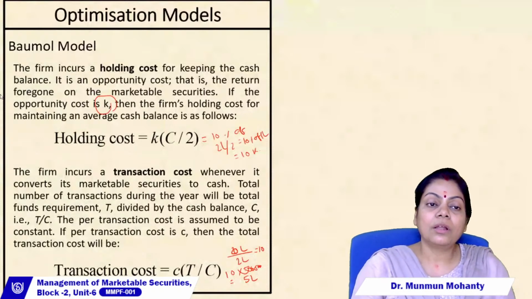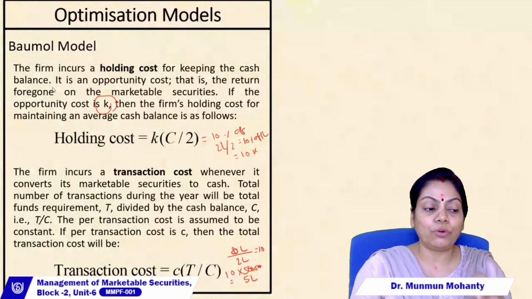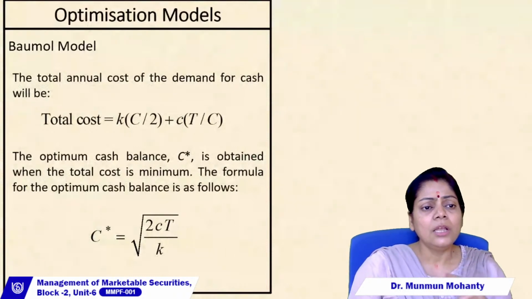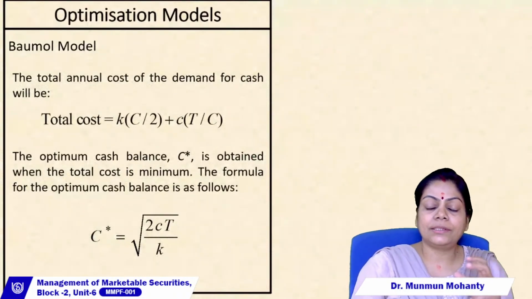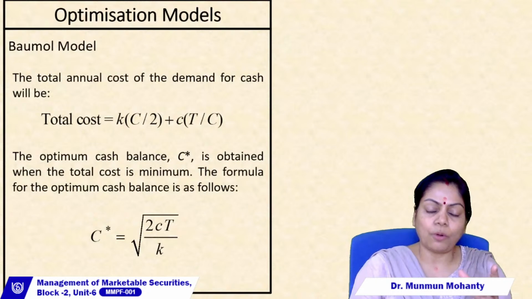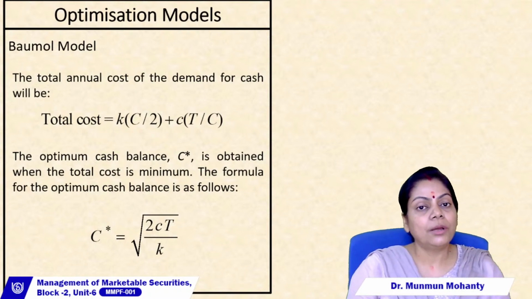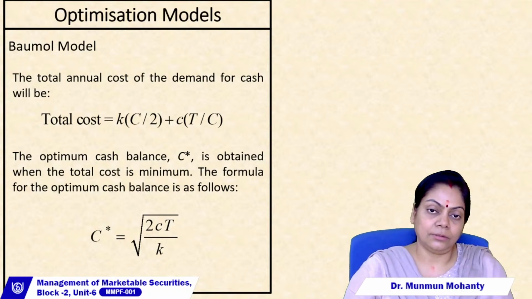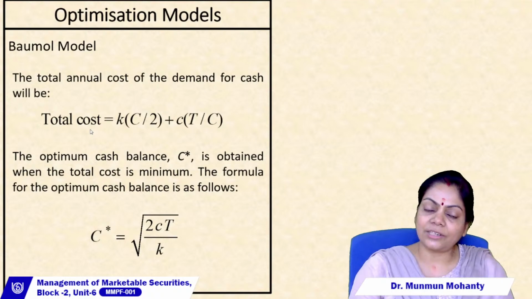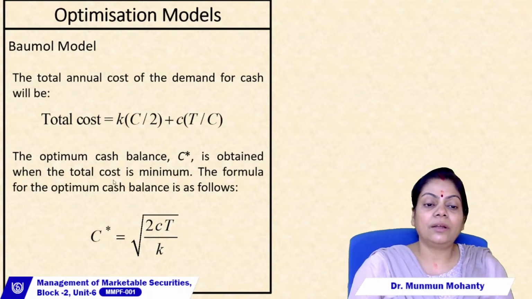So now the point is, these are the two costs. The Baumol model talks about two costs. One is a holding cost, the other one is a transaction cost. So the total cost of maintaining the optimum cash balance is the holding cost plus the transaction cost. Now the point is, this model looks very familiar to the EOQ model.